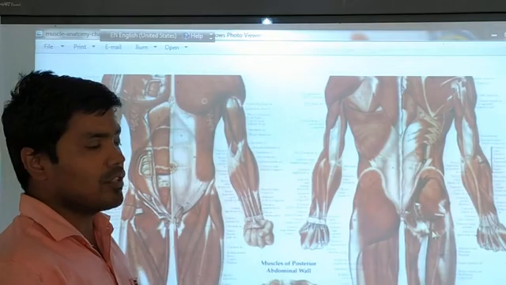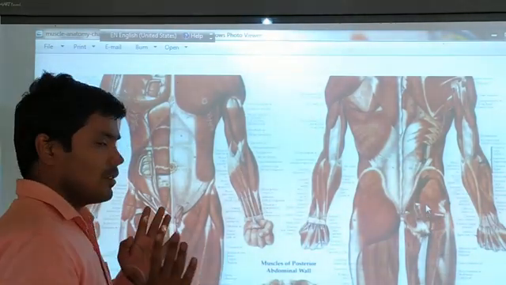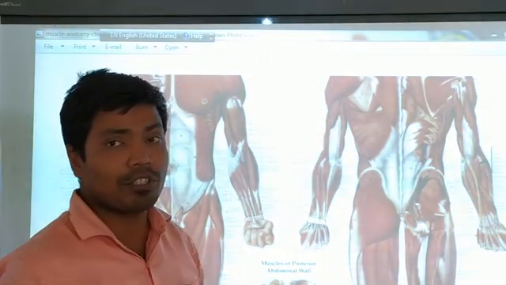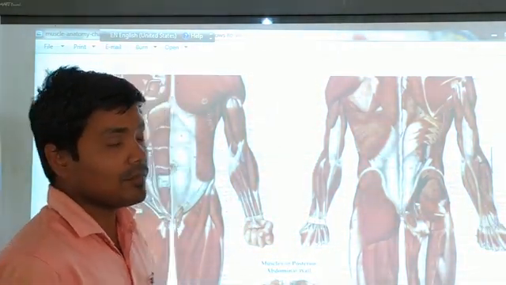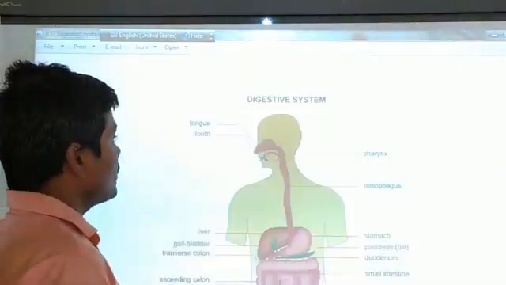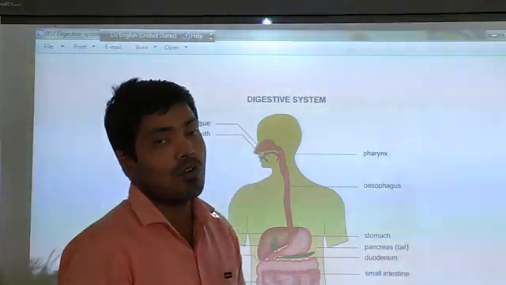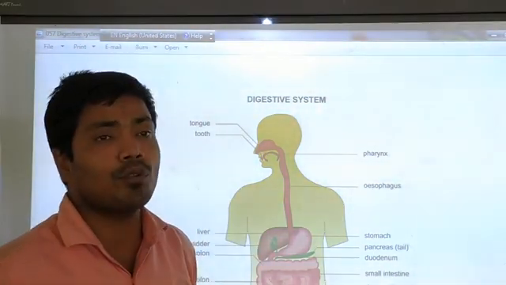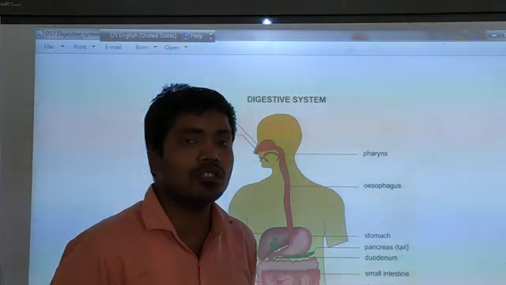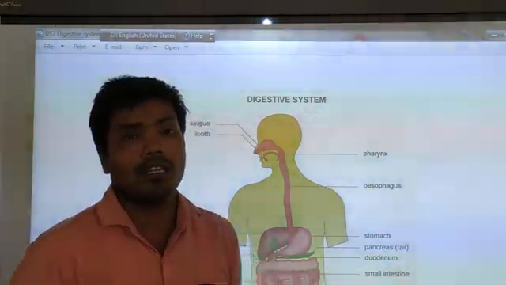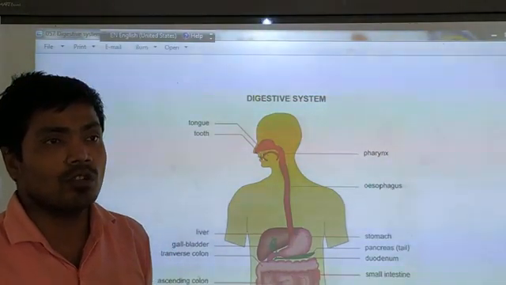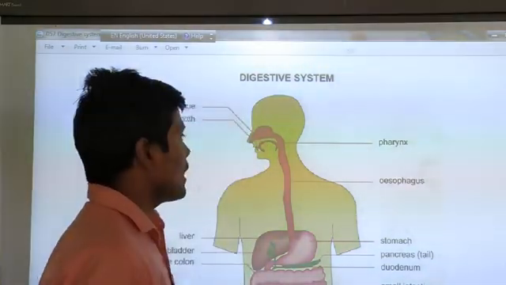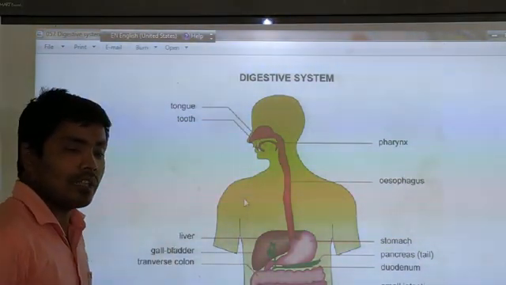After that, dear friends, we shall read the digestive system. So, after the muscular system, it is our digestive system. What do you mean by digestion? The process of food being broken into simpler form is called digestion. The digestive system helps us to digest our food and gives us nutrients. Yes friends, there are many parts in our digestive system.